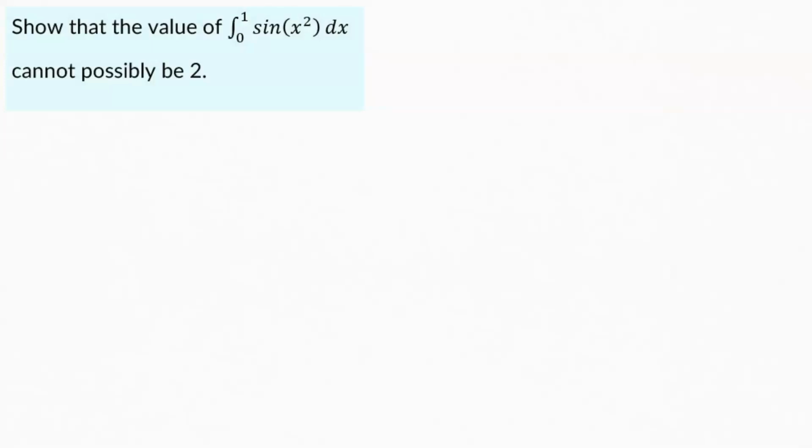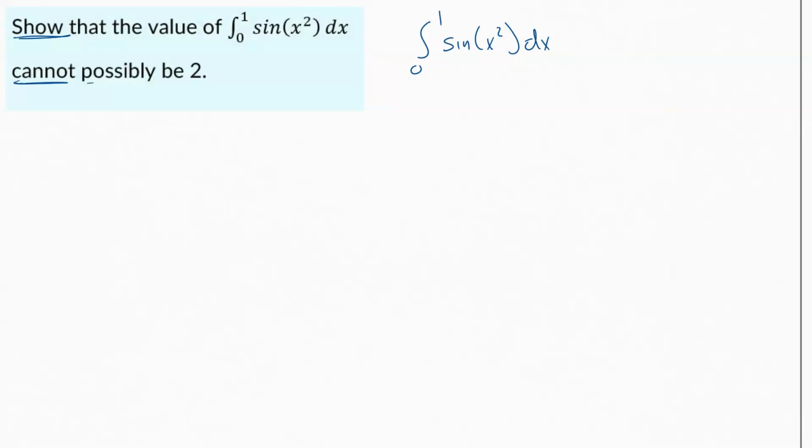This example is giving us an antiderivative that they want us to find here. So they're asking us to find the integral between 0 to 1 of the sine of x squared dx. They're wanting to know about the definite integral, but they actually don't even care about the answer, right? If you look at the rest of the question, they just want us to show that it could not possibly be 2, that there's no way the value of this integral could be 2.